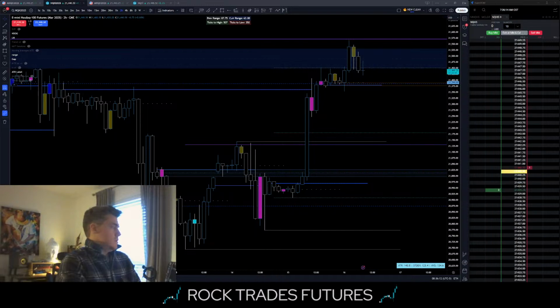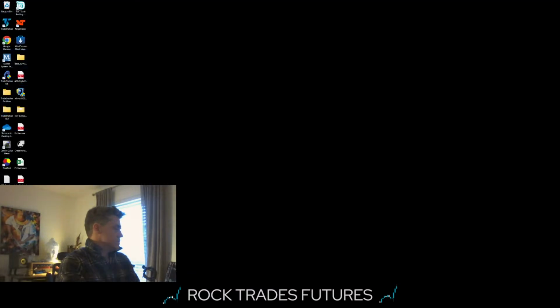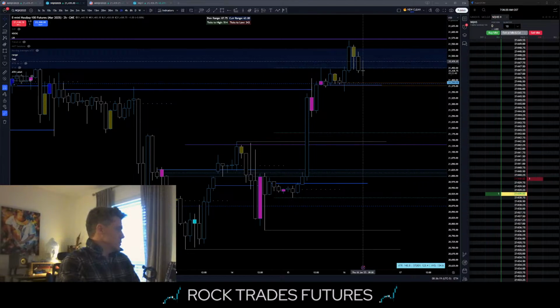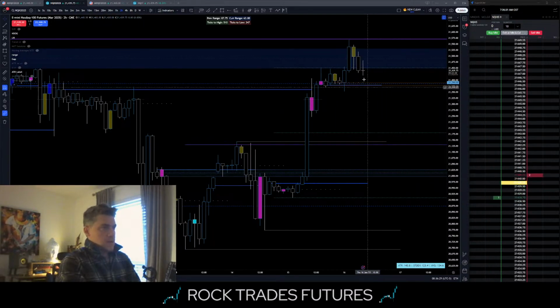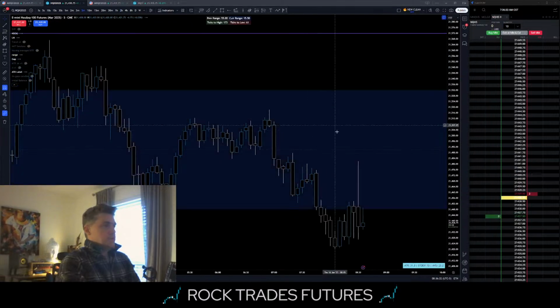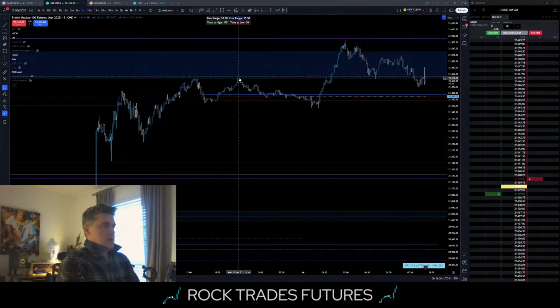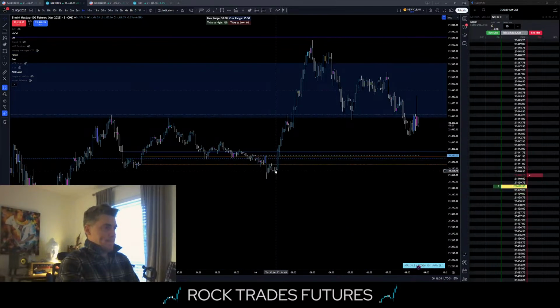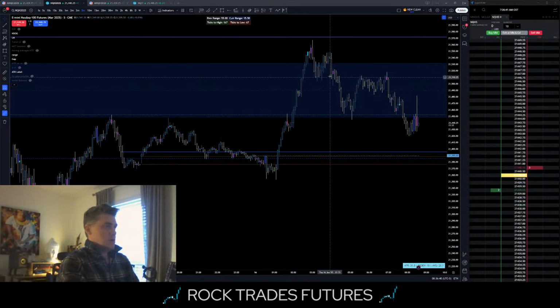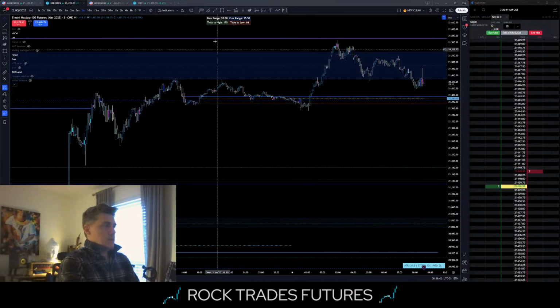So let's look at our session model. Session model, we are low to high outside, so we're an expansion model. Given that we're in an expansion model, meaning this is London's range, took out Asia's range. This takes out the low of Asia, comes all the way up.